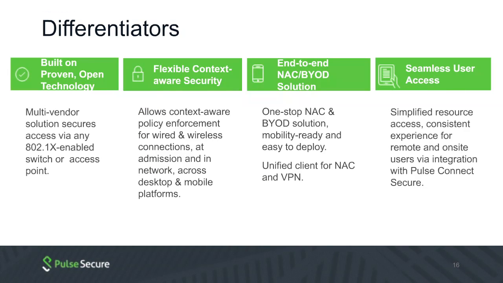So Policy Secure offers a solution that's built on open technology. It's a multi-vendor solution that is an overlay onto your existing network infrastructure. So we can work with any 802.1X enabled switch or access point. We can work with Juniper or Palo Alto firewalls. And we have the flexibility to integrate into the network that you already have.